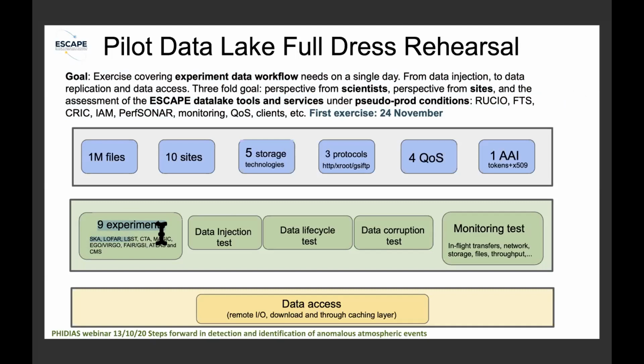We will test in an easy way data corruptions to see how the system reacts to them. And we have, of course, monitoring testing. We now have quite a lot of graphics showing the in-flight transfers, the network throughput, number of files, storage services, etc. And at the bottom, and the most important, is the data access: how people can interact with this data in this pilot phase. This will happen very soon, and this is our main focus now.